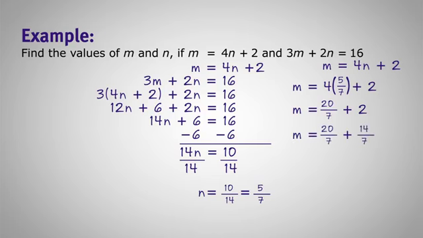So our final step is to add the numerators of our fractions. 20 plus 14 is 34. So our answer for m is 34 over 7.